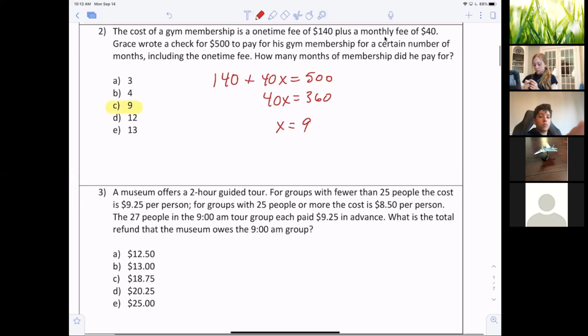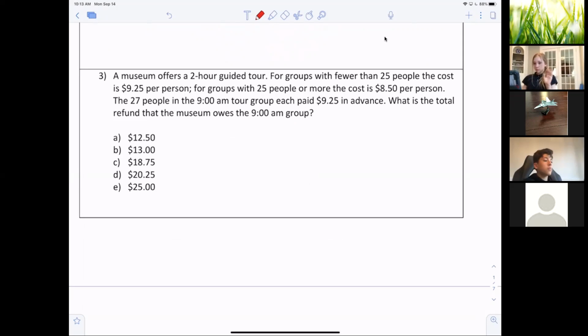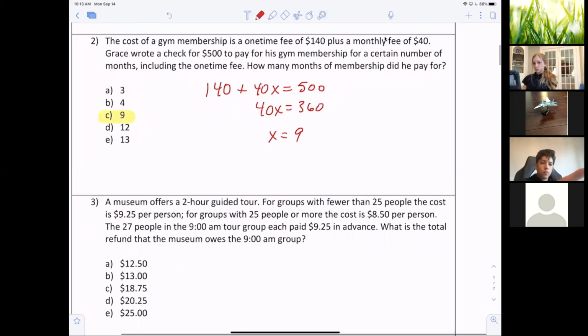All right, now number 3. Anybody able to tell me what the answer is to number 3? Wait, I'm sorry. I was muted. Can you go back up to number 2 real quick? I thought it was C. Are you okay with that, Jack? Yeah, I just didn't see what the correct thing was.